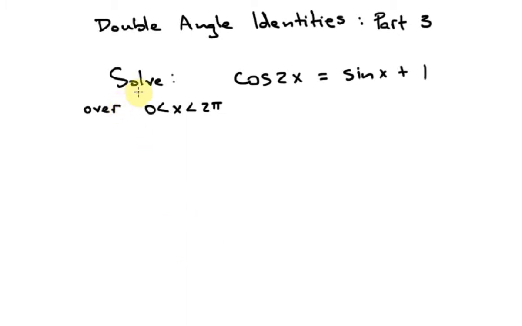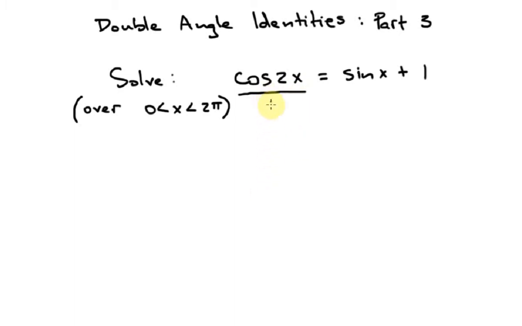I'm starting with an example that says solve cos 2x equals sine x plus 1, and we want you to solve over the domain from 0 to 2 pi. Alright, so I look at this and I realize I'm going to have to do some sort of a trig substitution on this guy. I can't have a cosine of a double angle mixed in with a sine of a single angle.